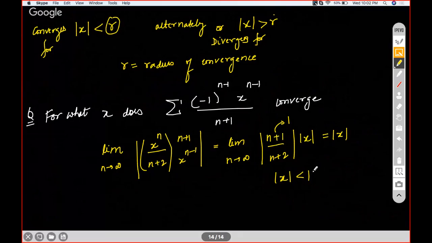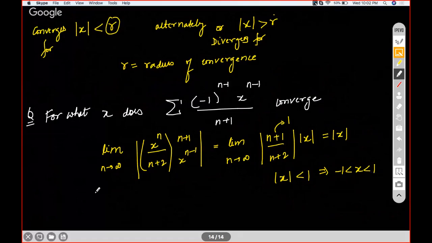Now, a very important thing to note here is that this tells you that x should be between minus 1 and 1, right? That means it is not allowing you to take the value of 1 right now. But if you put x as 1, what do you actually get?